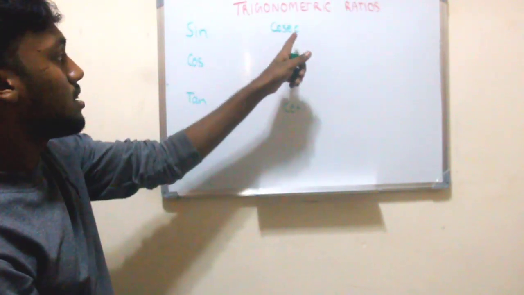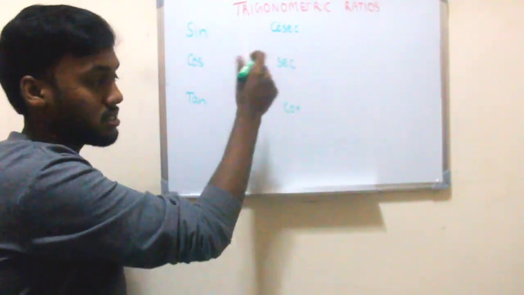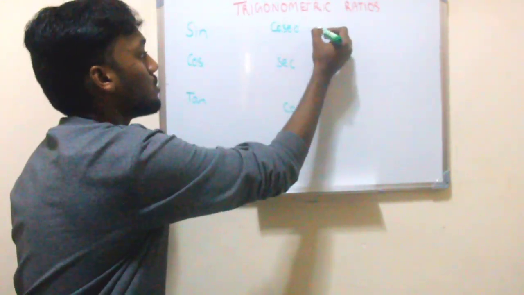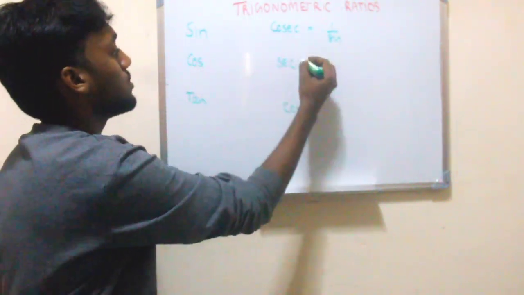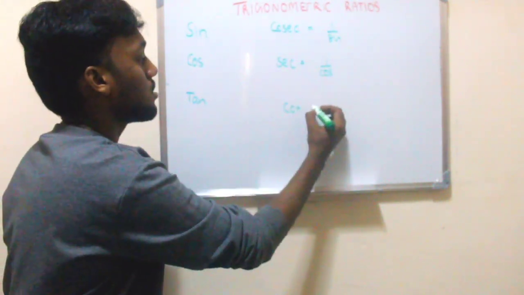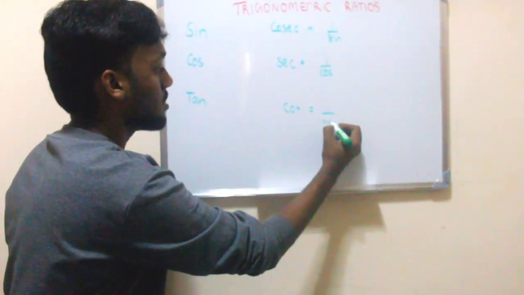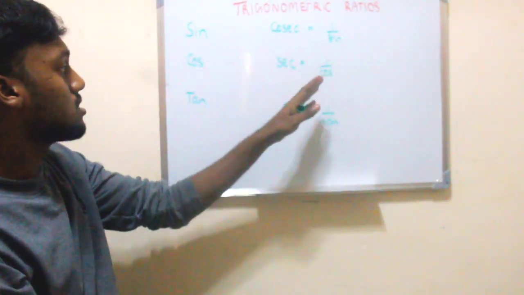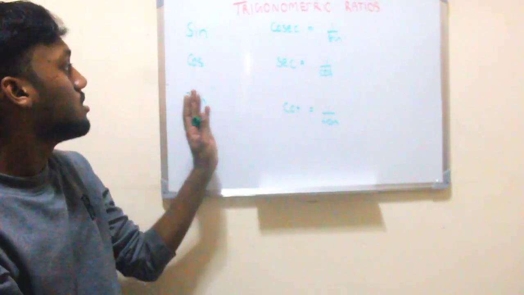Sin corresponds to cosec, cos corresponds to sec. You know why I have written it so? Because they have a relationship between them. Cosec is the reciprocal of sin, that is, cosec is equal to 1 by sin. And sec is equal to 1 by cos. Tan and cot have a relation too, so cot is 1 by tan. So these are the relations between sin and cosec, cos and sec, and tan and cot.